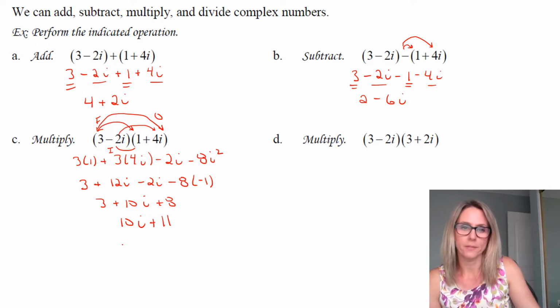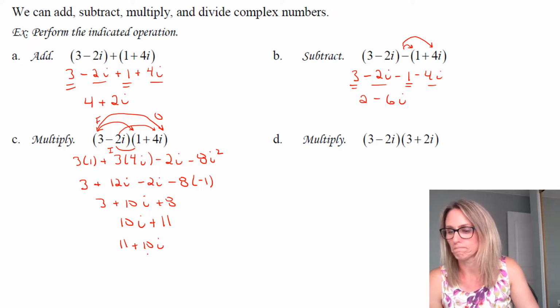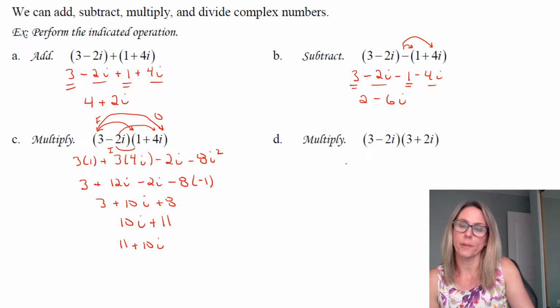And yes, typically as a complex number it'd be written as 11 plus 10i, just because it's typically the real part and then the imaginary part. If you want, why don't you see if you can multiply out the last one? You may notice something interesting.